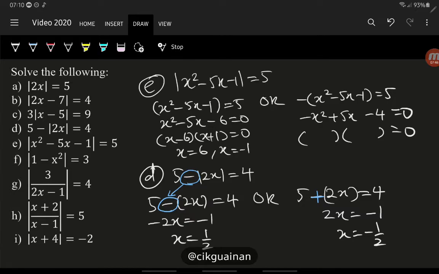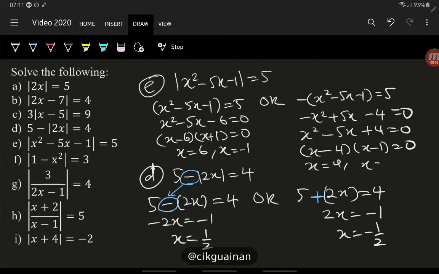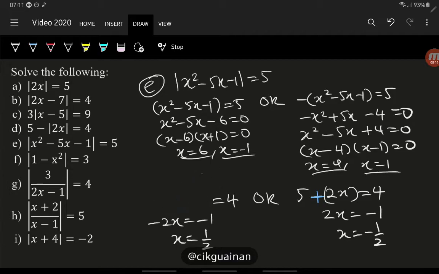Yes. In this case, I'm going to simplify it first. x squared minus 5x plus 4 equals 0. This one can also be factorized, so (x minus 4)(x minus 1). So x equals 4, x equals 1. So these are the answers for the values of x. Okay, let's move on to the sixth one.